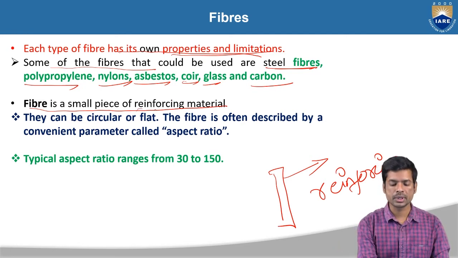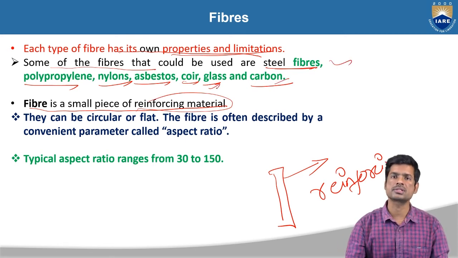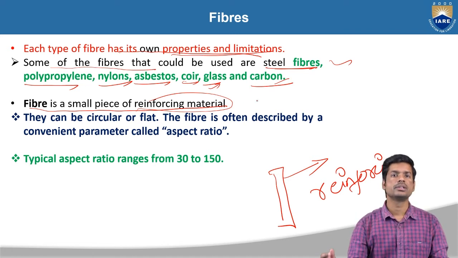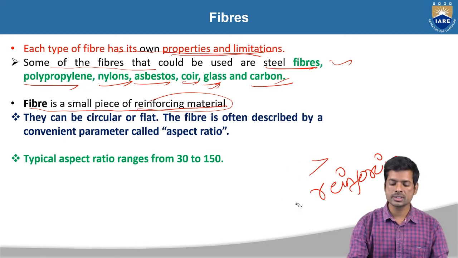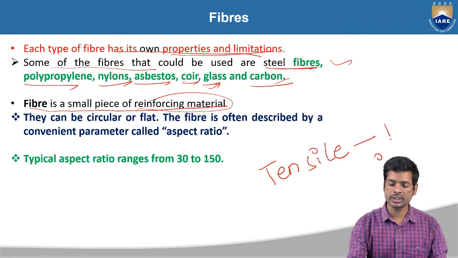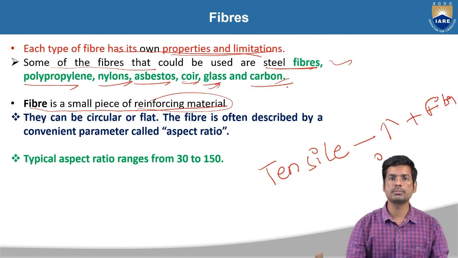So here, reinforcing material: all these fibers, carbon fiber, glass fiber, steel fibers, are acting as a reinforcing material for concrete. That means here we are going to improve the strength. By using fibers, we are going to increase tensile strength, right? So this tensile strength we are going to increase by adding fibers. That is why all these fibers are called reinforcing materials.